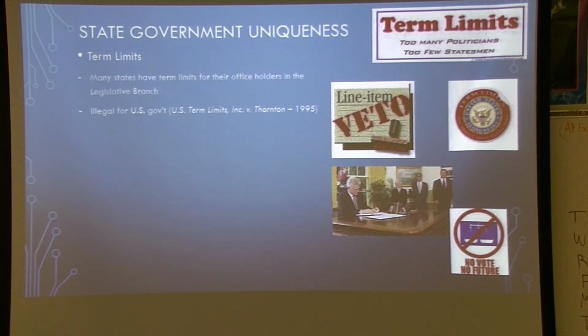All right, state government uniqueness. These are various things that we have had along the way, or maybe will have, that you need to know. The first was actually new here: term limits, and one of your easiest court cases to ever know, U.S. Term Limits v. Thornton. It said that the U.S. government cannot have term limits unless they change the Constitution. So they can have term limits for a president because the 22nd Amendment says so, but you cannot have term limits for representatives and senators.